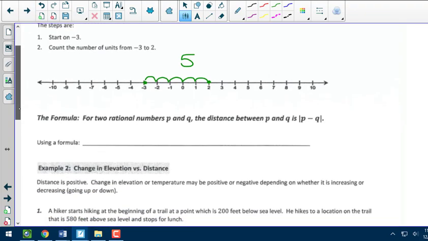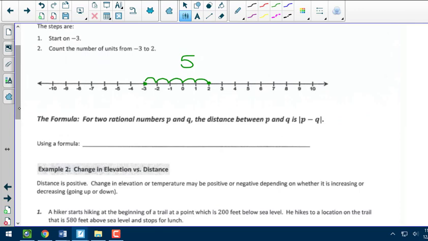The formula way of doing it is to take the absolute value. So for the two rational numbers P and Q, they're -3 and 2. Q is 2. The distance between them is the absolute value of their difference. See the subtraction sign here? So I would do -3, and it's different by 2, or its distance.